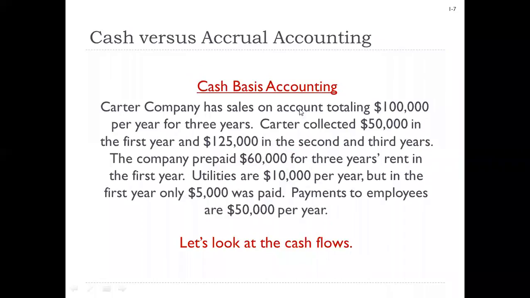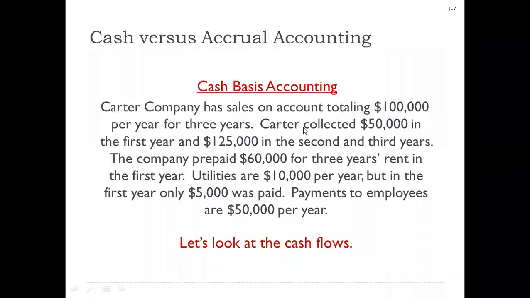So Cargo Company has sales on account, $100,000 a year for 3 years. As you remember, sales on account means that they're selling their product or service, and their customer does not have to pay immediately, but they're going to pay you later on. Okay, that's what sales on account are.